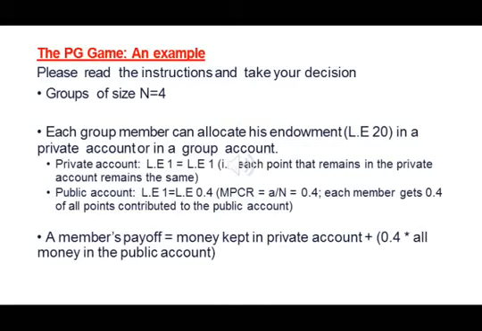Okay? Any point or any pound that you put in the public account, you will get 0.4 out of it. So £1 that is put in the public account will give you a return of 0.4, which is what we call MPCR, marginal per capita return. Okay, what is the marginal per capita return? This is the return for every group member out of all the contributions that are put in the public account.